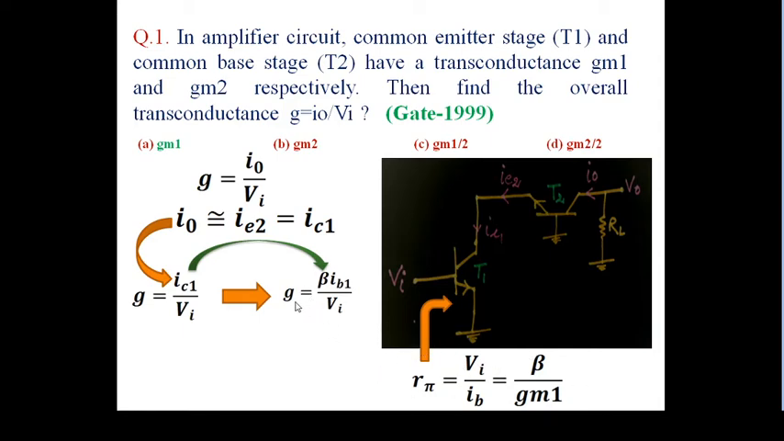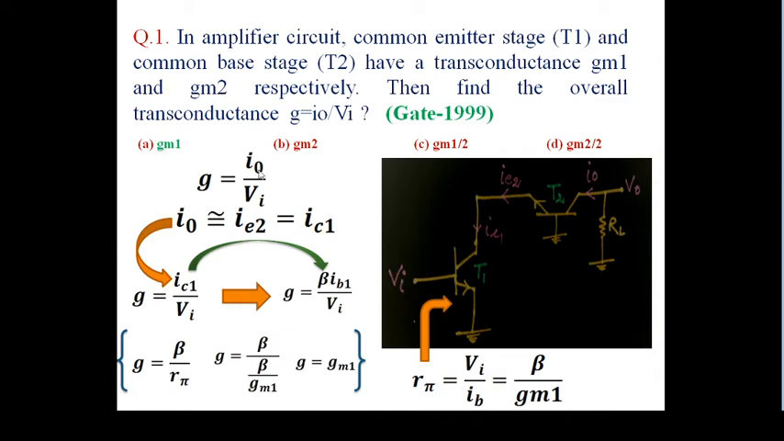So we can write G equals beta times IB1 by Vi. This is G equals beta by R pi, because Vi by IB1 is R pi. Now for R pi we write beta by GM1. So beta and beta cancel, and G equals GM1. So our answer is GM1.